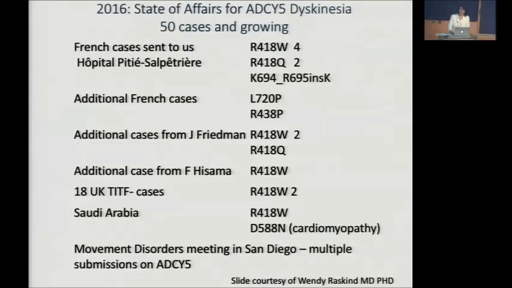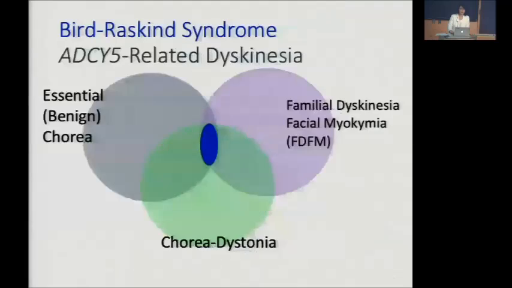And so this actually has really transformed the field of movement disorders in order to be able to identify how many patients have what was thought to be an extraordinarily rare syndrome. So I like to call this Bird-Raskin syndrome, actually, after Tom Bird and Wendy Raskin here, or ADCY5 related dyskinesia is another name for it, and it unites what were thought to be actually 3 or more separate conditions, which are now known all to be caused by ADCY5 mutations.